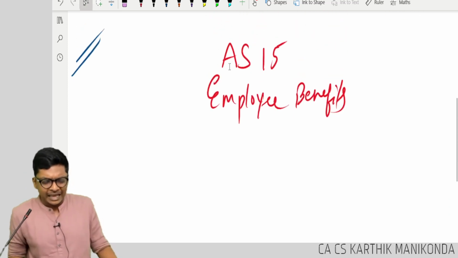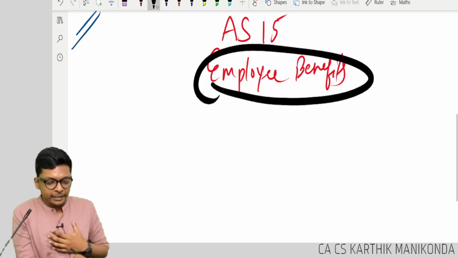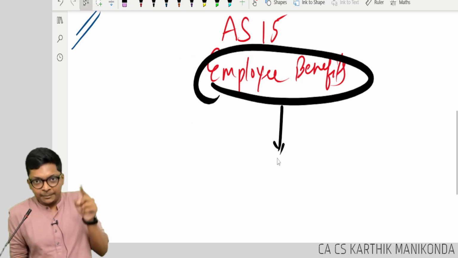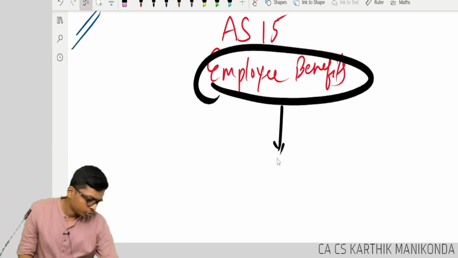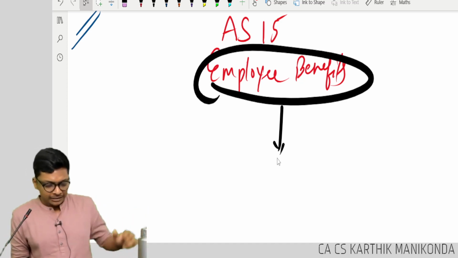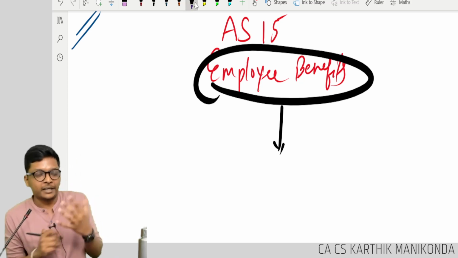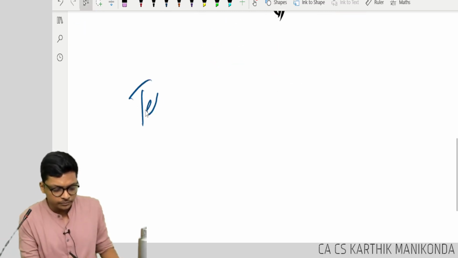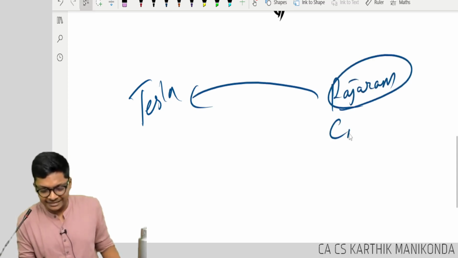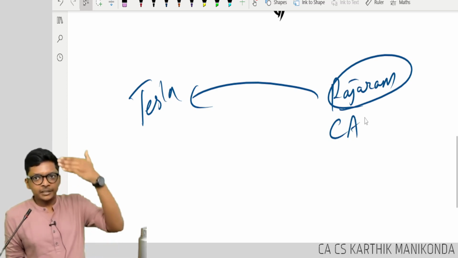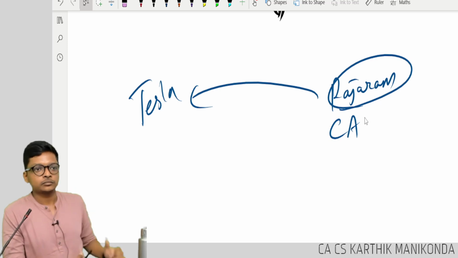What do you mean by employee benefits? In Schedule 3, are you aware of employee cost? Everything that comes in that employee cost, we are going to learn in this standard in detail. For example, is it necessary that you have to be an employee on agreement? Let's take a company, Tesla. In Tesla, let's say Rajaram has joined as a CA. Okay, he has a proper agreement. Is he an employee as per the standard?